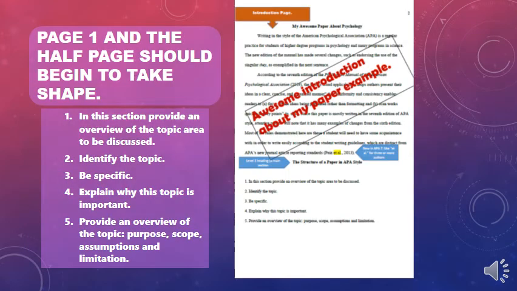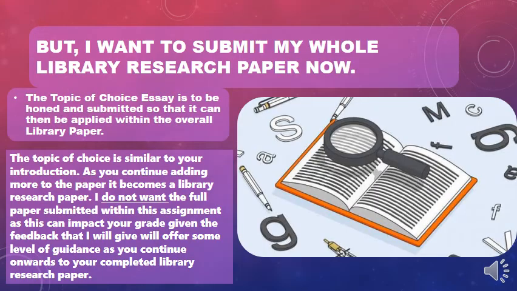So page 1 and a half should begin to take shape. This is the next page, so this is going to be page 2. This is where you're writing a lot of this, you're sharing a lot of it. In page 2, again, this is the topic of choice paper, so you haven't added a whole lot to it. You're kind of just identifying the topic. You're being specific, explaining why this topic is important, and providing an overview of the topic. In other words, the purpose of what you're writing, the scope of what you're writing, the assumptions and the limitations. And then you're going to go into the little half page.